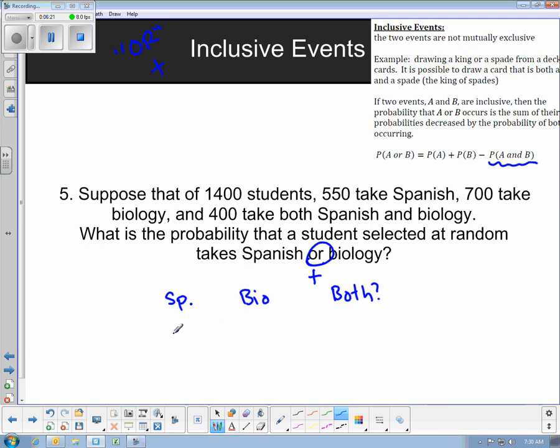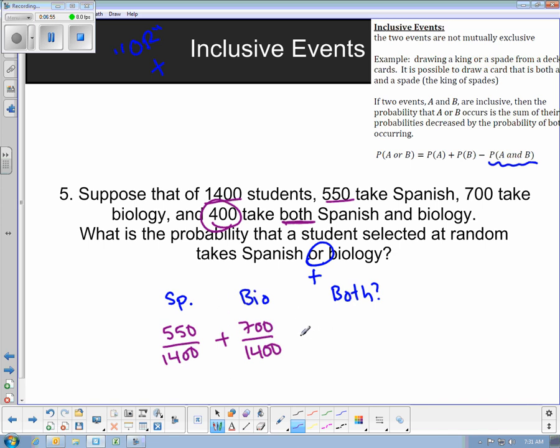So for the Spanish students, I have 550 students taking Spanish out of 1,400 total. So that's a pretty easy probability to write out. For the biology, I have 700 students taking biology of the 1,400 total. But now there's 400 students who are taking both, which means 400 students were counted in both this Spanish category as well as the biology category. And that doesn't really make sense. We can't count a person twice. They're only around once. We can't count them in two different places.